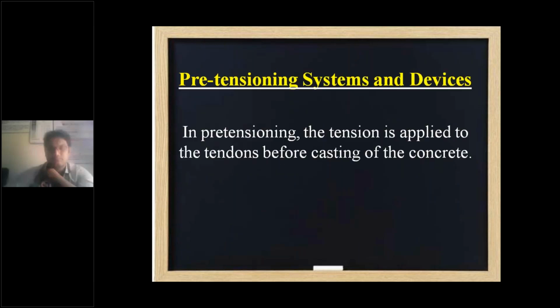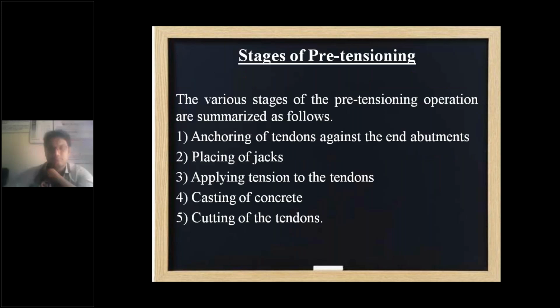Okay, so I think we already discussed pre-tensioning systems and devices in the previous class. So what do you mean by a pre-tensioning system? It is nothing but tension applied to the tendon or a wire before casting of the concrete, isn't it? That is what a pre-tensioning system and devices are. So here you have to remember the stages of pre-stressing. That is very, very important.